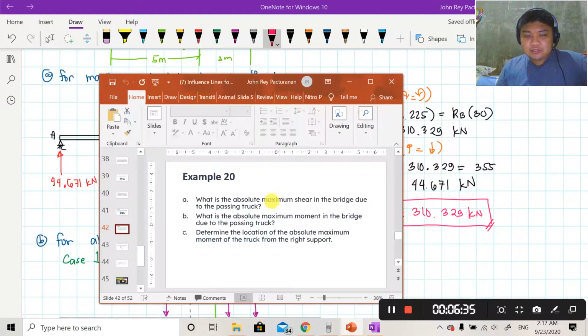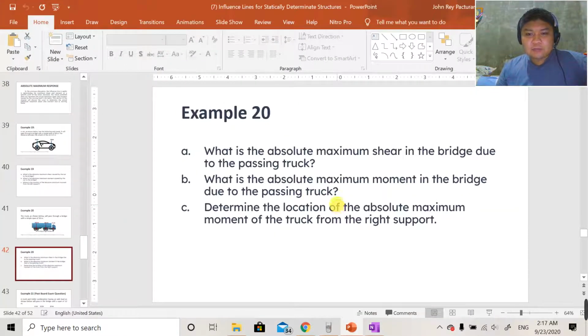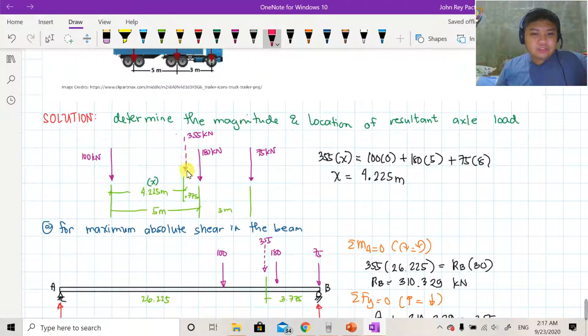Ano naman yung tanong? So what is the absolute maximum moment in the bridge due to the passing of track? So kung titingnan nyo class dito, yung ating resultant na 355 kilonewton class ay nasa pagitan ni 100 kilonewton at ni 180 kilonewton. Nasa gitna siya niyang dalawang yan. So therefore, ang gagawin mo class, magkakaroon tayo dito ng dalawang cases.